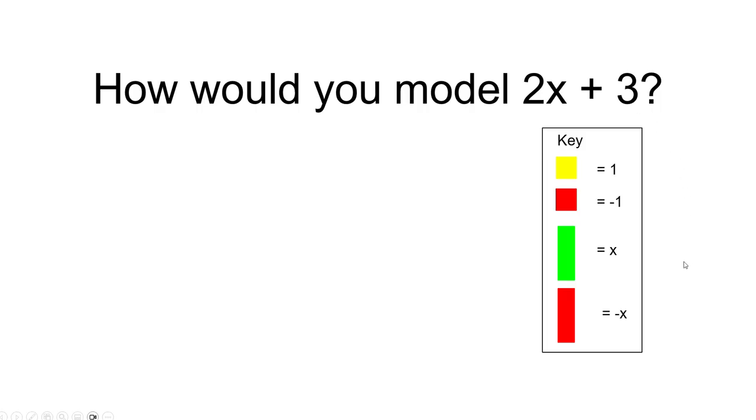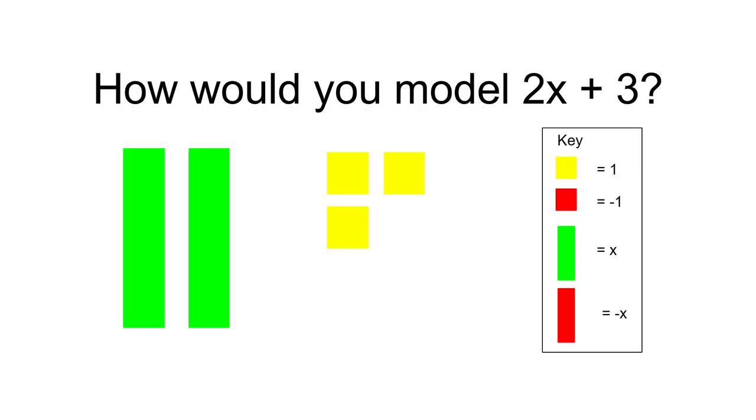So if I want x terms, I'm going to need rectangles, and if it's two positives, I need two greens. To show the whole number plus 3, that's going to be positive 3, so I need 3 little yellows, just like that. So notice we are now modeling 2 x's and 3 1's, which is 2x plus 3.